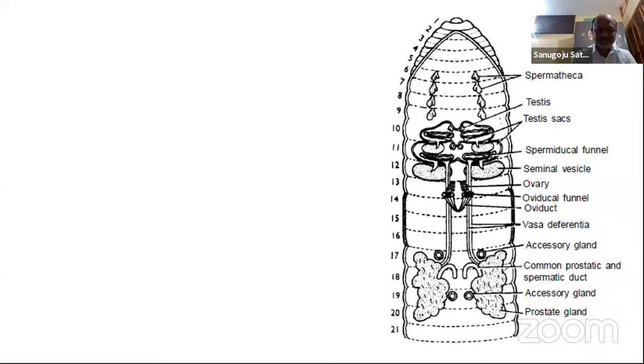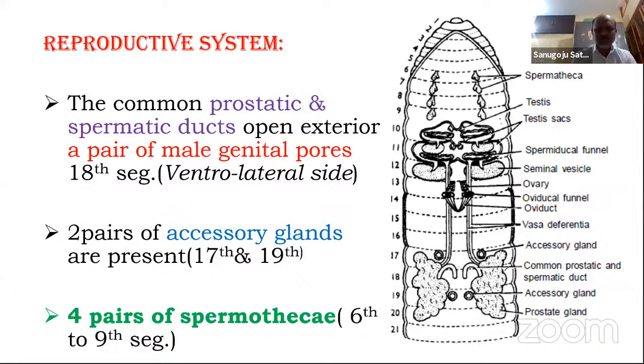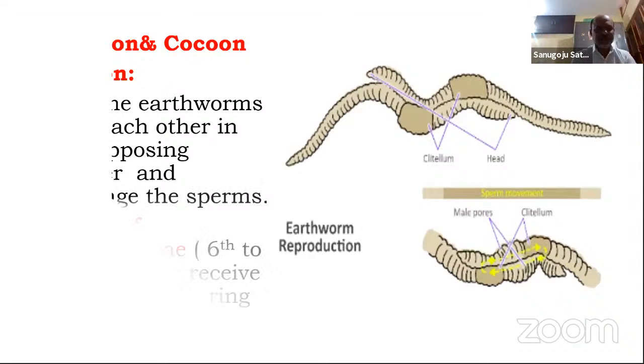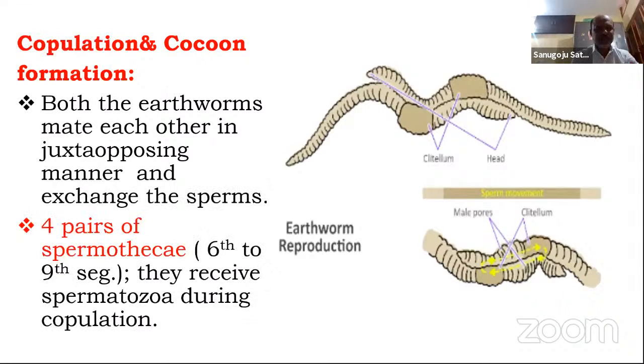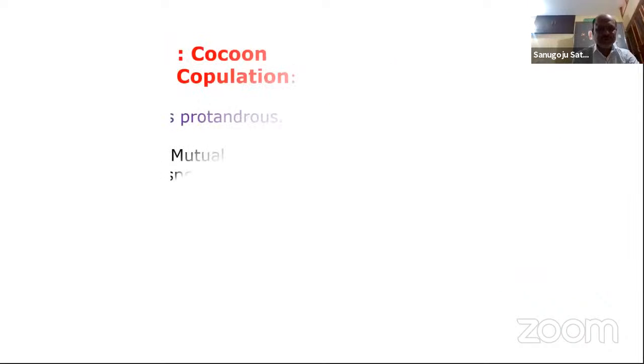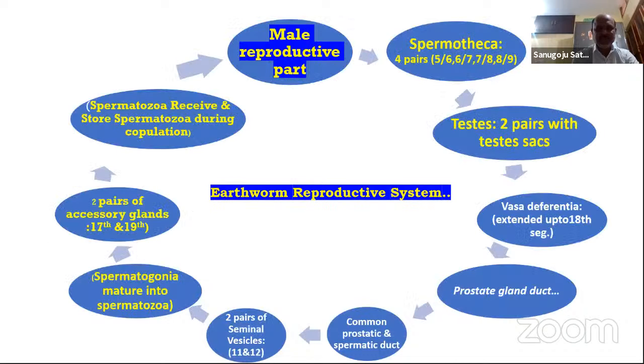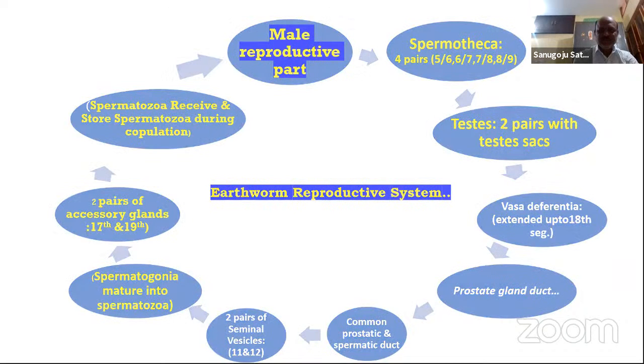After completing this reproductive system, we go to the next system. Copulation and cocoon formation are also discussed here. After this, there is a lot of economic importance as well as some losses seen in the earthworm. We just recapped the male part of the reproductive system also. Then we go to the economic importance of earthworms.